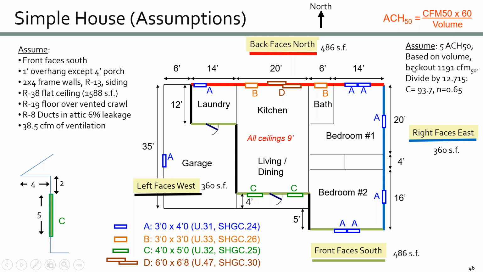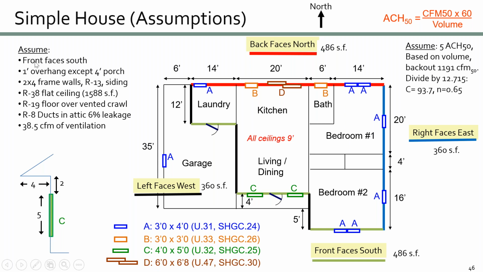Then I'm going to use my magic equation and back out the value for the coefficient, which is divided by 12.715. And I get a value of C of 93.7, and an N is that. And again, don't worry about what those mean, just roll with it. But I'm going to enter those into the software, and that means basically I've got this blower door result.